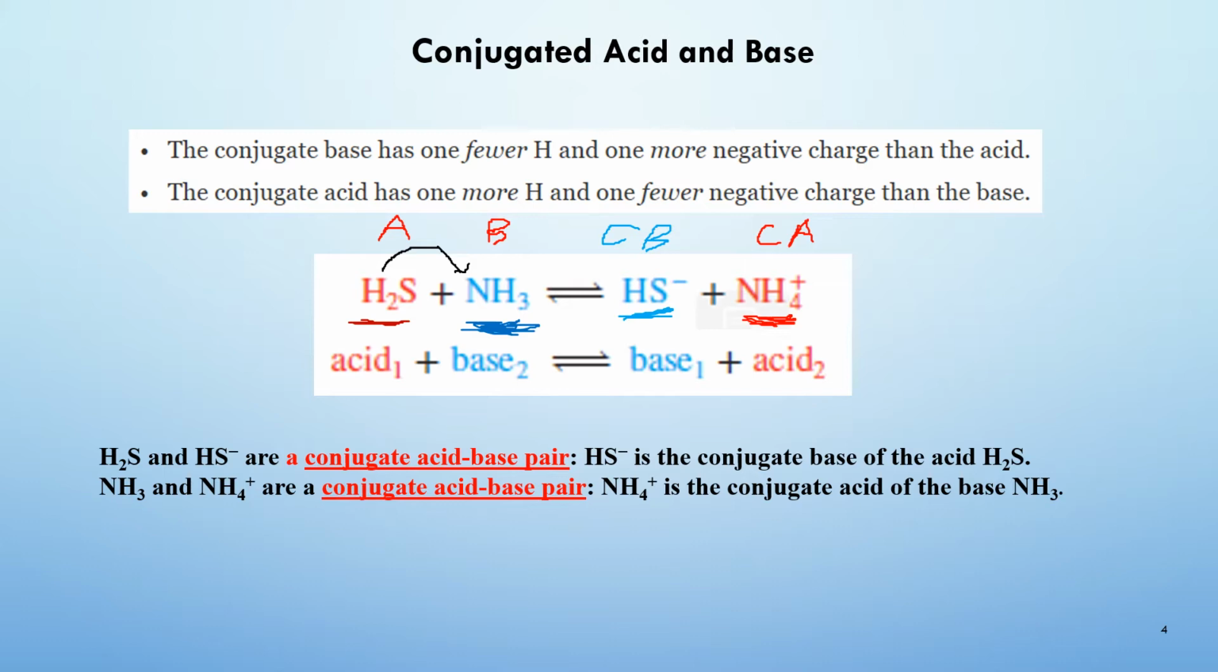Notice that when the acid loses a proton, the charge always decreases by 1. And for the base, when it accepts a proton, the charge increases by 1, because the proton has a positive charge. So for the acid, when it loses a positive proton, its charge becomes lower, and for the base, when it gains a proton, the charge becomes higher.